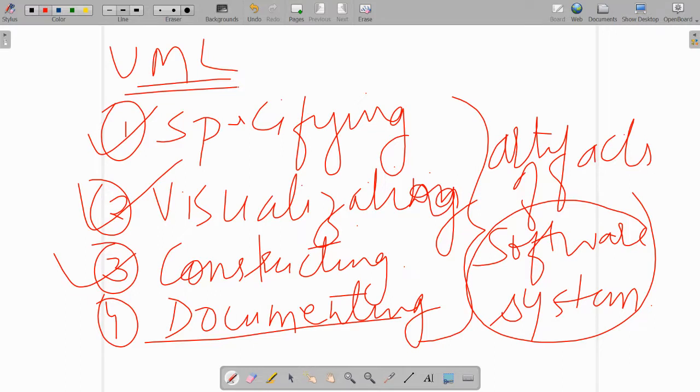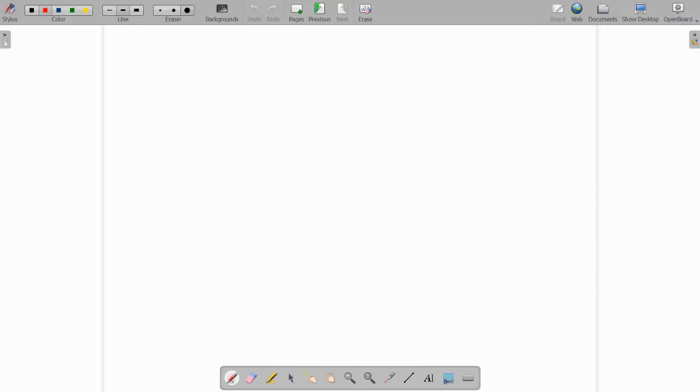Something more on this: UML was created by the Object Management Group, OMG. This is also just to have knowledge about this.